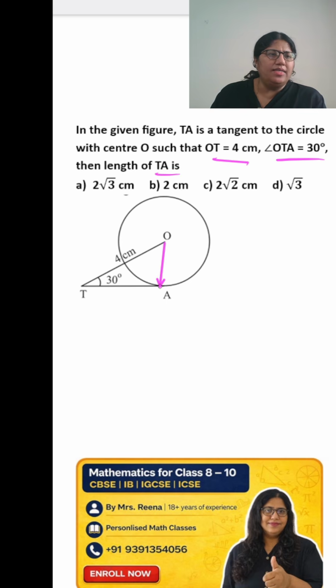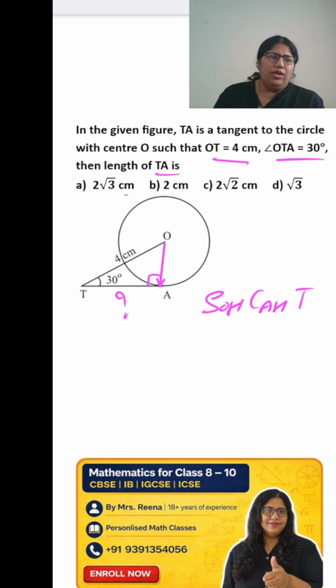Now you know that OA is the radius, and the radius is always perpendicular to the tangent as per the theorem. Now, this is the integration of trigonometry and circle, because I need to find out the TA length. I can use a trigonometric ratio for the right triangle. SOHCAHTOA you can use here.